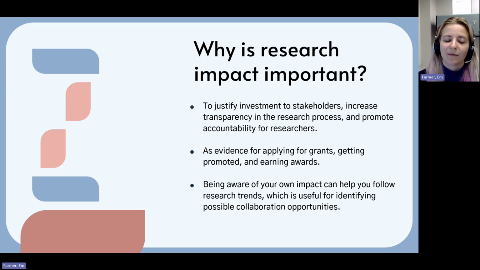Aside from that, being aware of your own impact helps keep you in touch with what your field is doing, and that can lead you to different collaboration opportunities between you and other researchers, especially those outside of your university that you might not otherwise talk to or interact with.